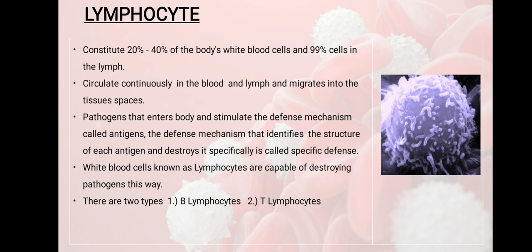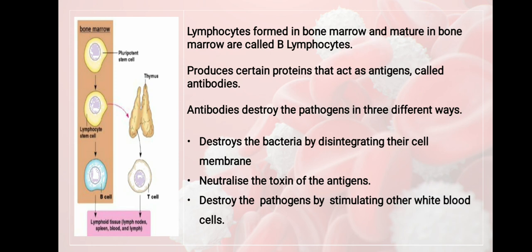There are two types: B lymphocytes and T lymphocytes. Lymphocytes formed in the bone marrow and matured in the bone marrow are called B lymphocytes. They produce certain proteins that act against antigens, called antibodies. Antibodies destroy the pathogens in three different ways: they destroy bacteria by disintegrating the cell membrane, neutralize the toxins of antigens, and destroy the pathogens by stimulating other WBCs.